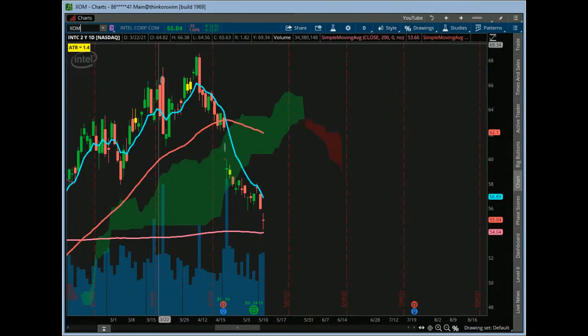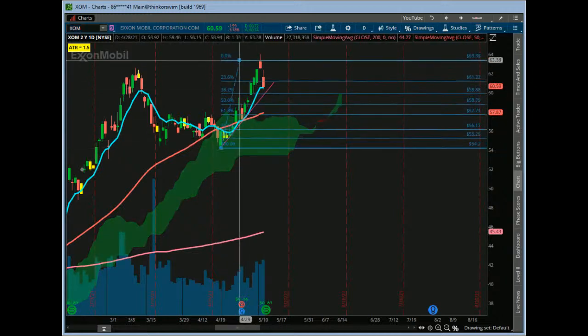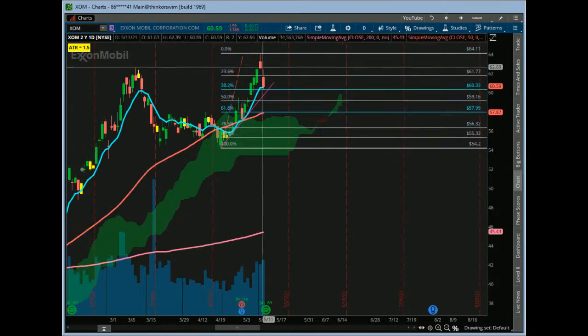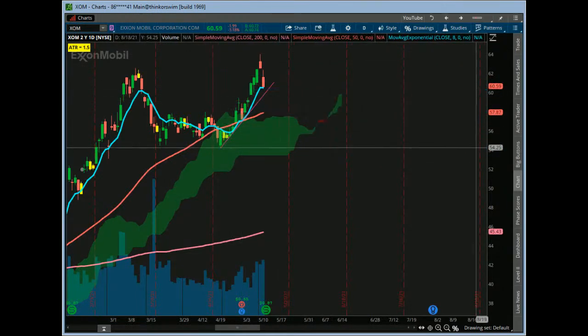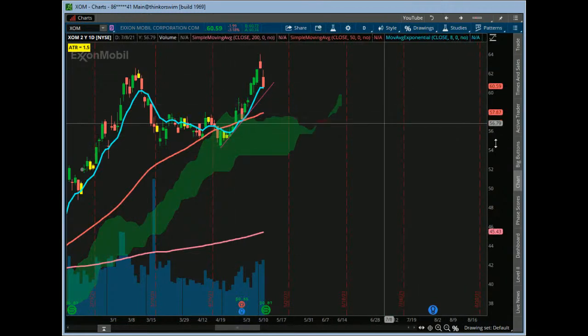So good stuff there. Let's take a look at XOM. Again, same thing, right? Some of these pullbacks to the 8-day moving average. The real question is, with these people lining up at gas stations, how long is this going to go? A lot of 38.2 pullbacks on these oil names. Again, they've had a really nice run up, but it's kind of an interesting pullback there.